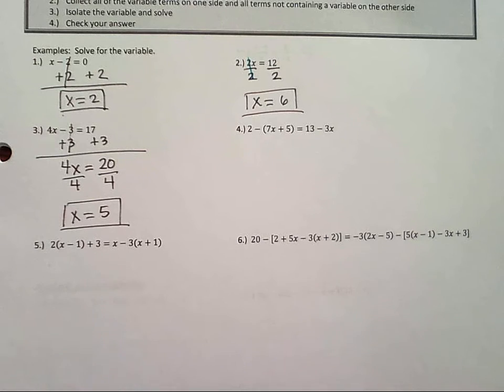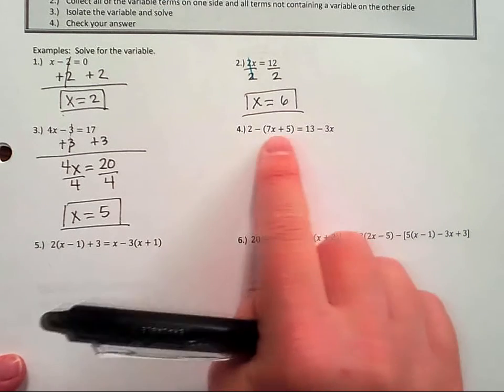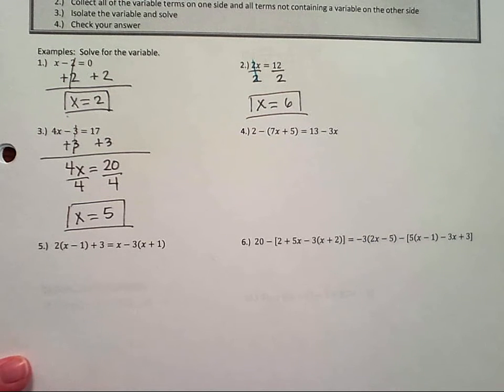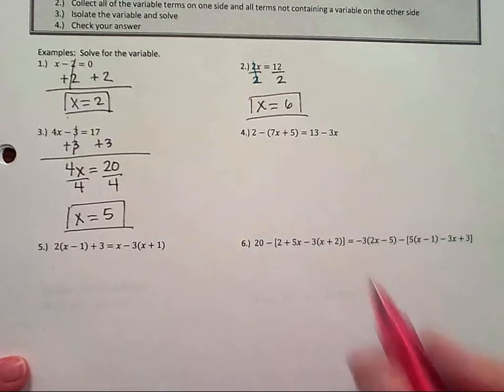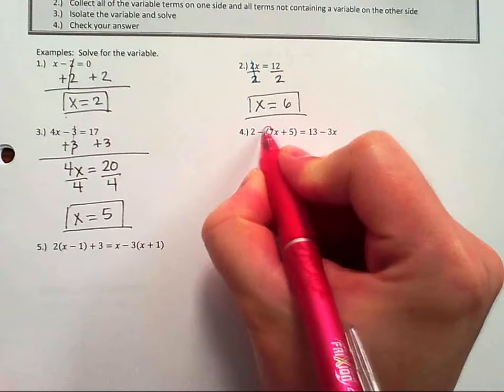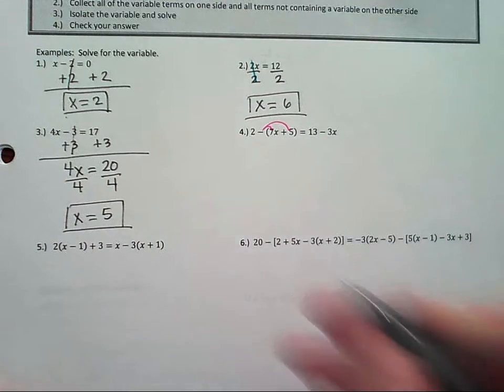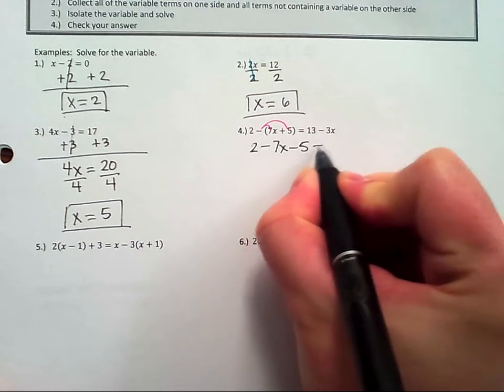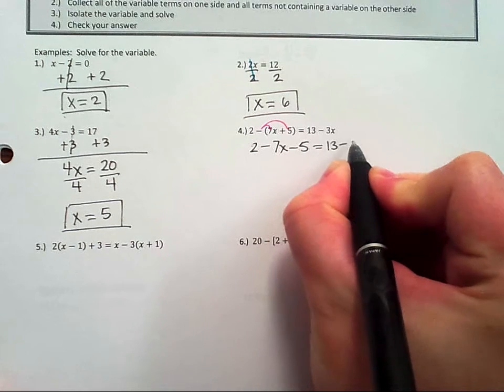So first step is simplify. Okay, I see some parentheses, I see some stuff going on, so let's try to simplify. Who can help me with that? Tell me your name again. Ryan. So here I have negative 1 times the parentheses, so I need to distribute that negative. Very good. Okay, so I get 2 minus 7x minus 5 equals 13 minus 3x.